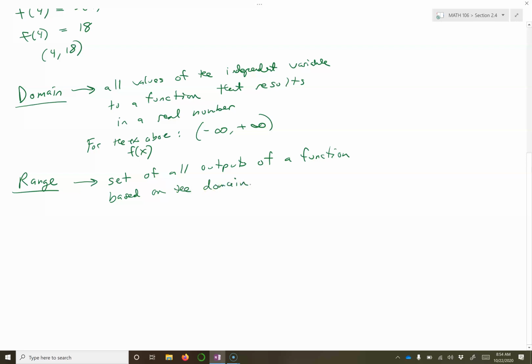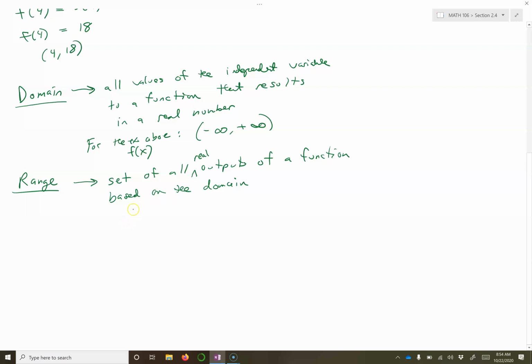Okay, I'm going to put something in parentheses here by outputs. So set of all, maybe I'll even put a caret here. Now, if you have an output to a function, it has to be by definition real, but just so you have that there. So it's set of all real outputs of a function based on the domain. Now, this one's trickier to figure out for certain functions.